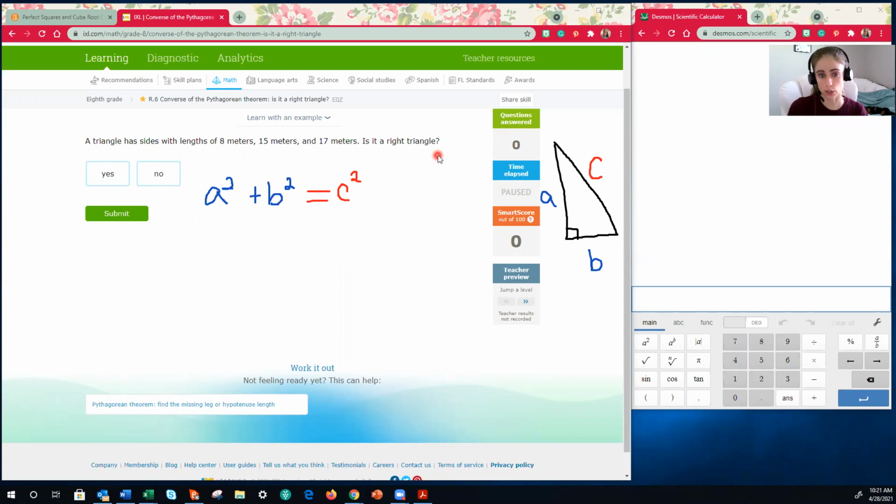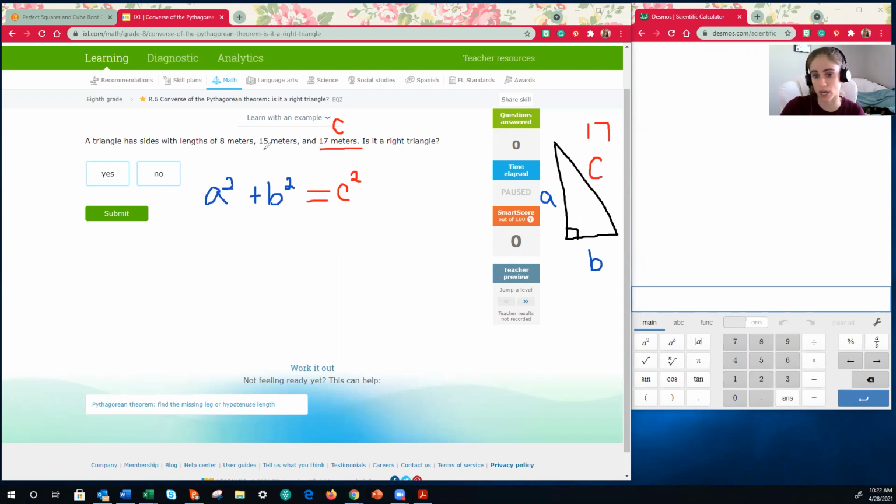What we need to look for is the hypotenuse. The hypotenuse is always the side that is across from your 90-degree angle, which makes it the longest side. So your hypotenuse is the longest side of the triangle. And if we look at our three measurements, 8, 15, and 17, what's the longest? Yeah, 17 is. That means 17 is our hypotenuse. 17 is our C. Therefore, our two legs are 8 and 15.